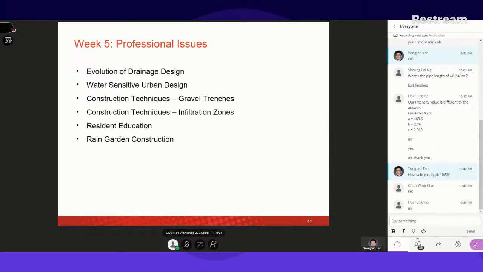In this topic on water-sensitive urban design, many real cases are introduced, such as the wetland, swales, the rain garden, etc. And there are two construction techniques introduced. One is gravel trenches, and another is infiltration zones. The gravel trench is also called an infiltration trench. It is used to manage stormwater runoff to prevent flooding and downstream erosion, and improve water quality.